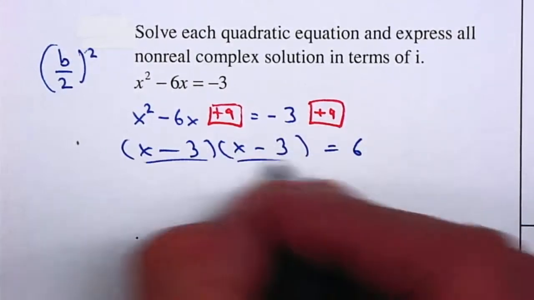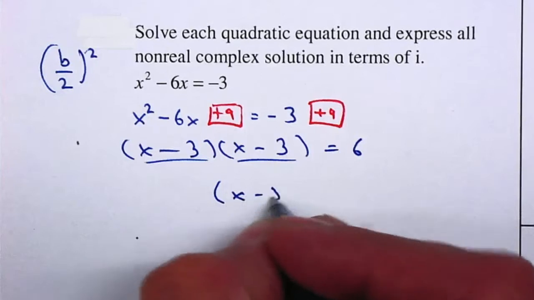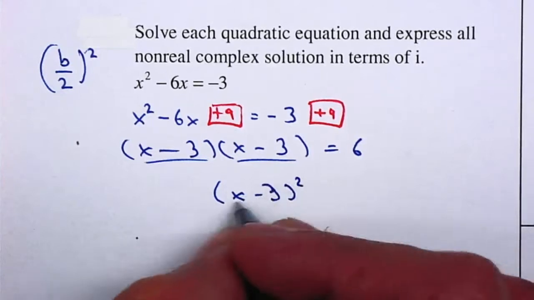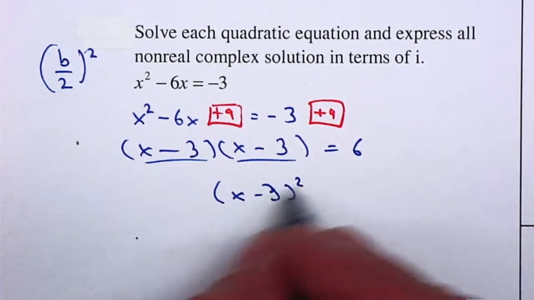Because both of them are exactly the same and they're multiplying, I can go and rewrite them as one perfect square binomial, and that's what's completing the square, because we end up with a square.